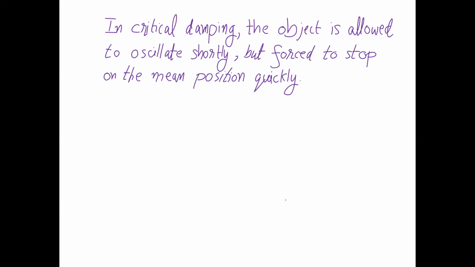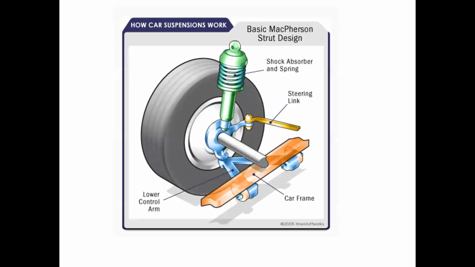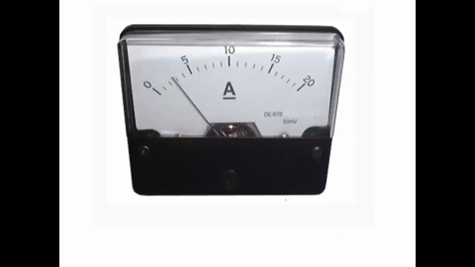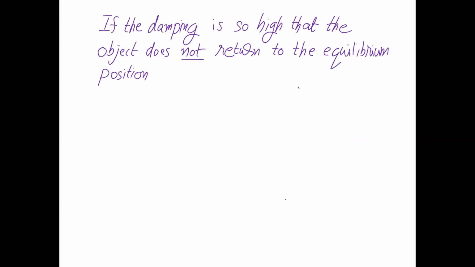And then comes critical damping. Critical damping is what? In critical damping, the object is allowed to oscillate shortly, but is forced to stop at the mean position quickly. Just like the suspension system of vehicles, a car suspension system is critically damped. So when a bump comes, it moves slightly up and down and stops. This is a moving coil meter. It is also critically damped. So the system quickly regains equilibrium. It comes back.